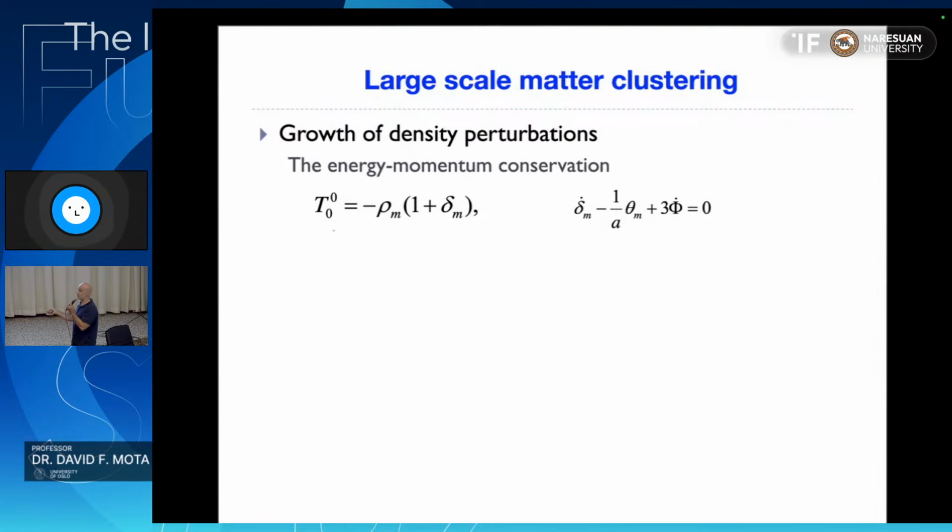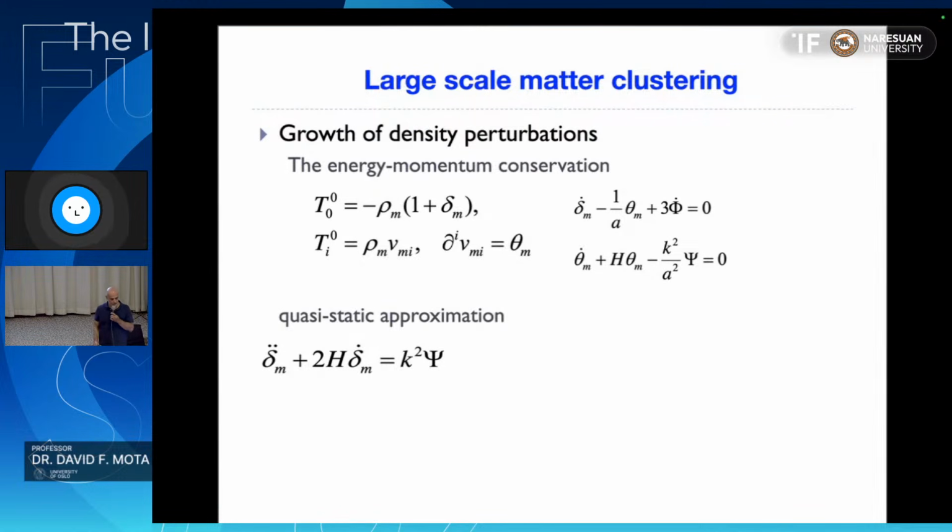And then when you put in the perturbed energy momentum equation, what you get is something like that. So matter perturbations grow proportional to phi dot, which evolves in time. So you get the linearly perturbed energy momentum conservation equation, the 0 component and the 0i component. So you get these two equations for how matter perturbations evolve at cosmological scales.